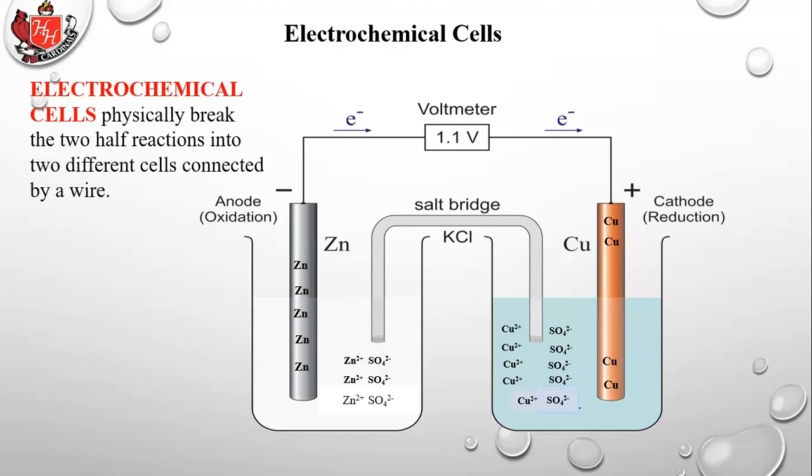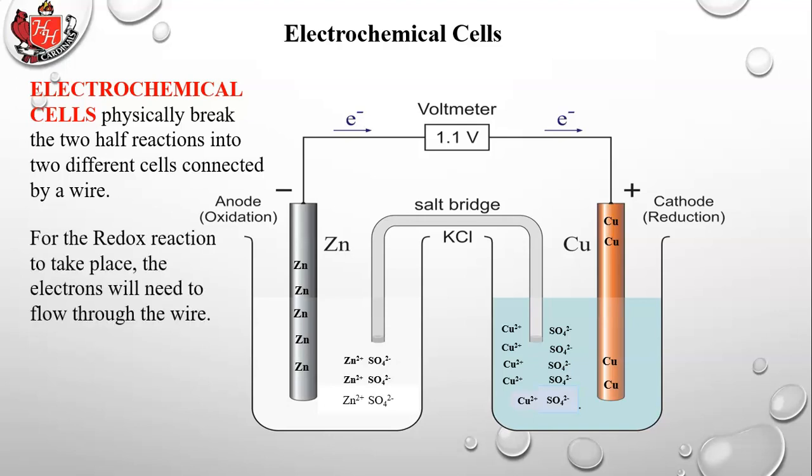So electrochemical cells physically break these two half reactions into 2 different cells connected by a wire. We're going to study this in detail in the next lesson, but I'm just introducing you to it here. This is called an electrochemical cell. So for the redox reaction to take place, the electrons will need to flow through the wire.